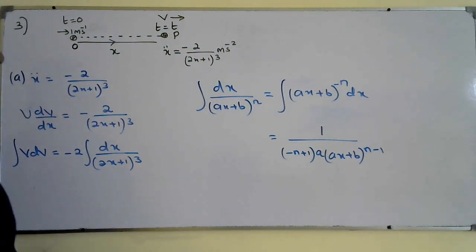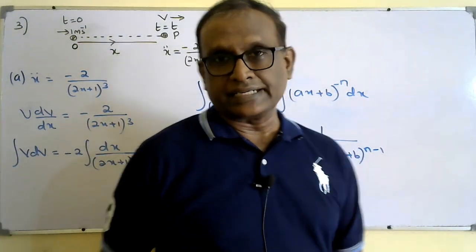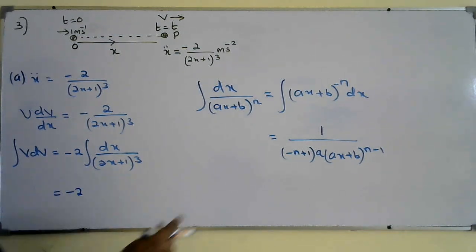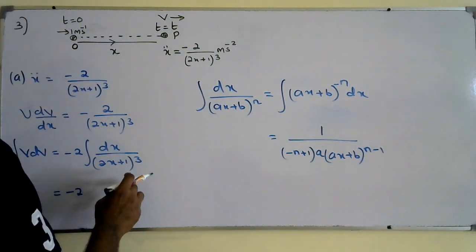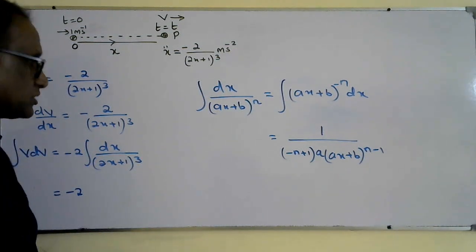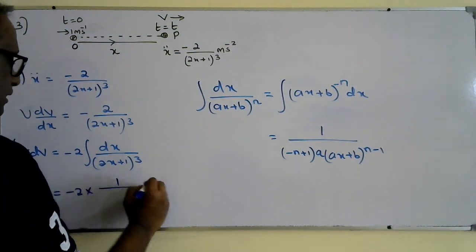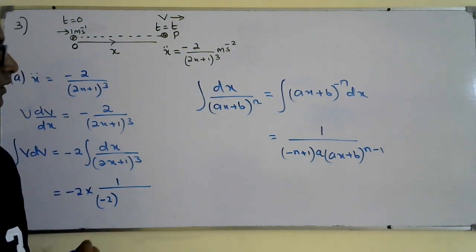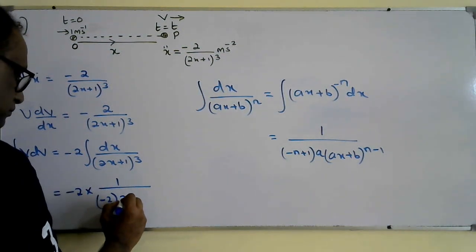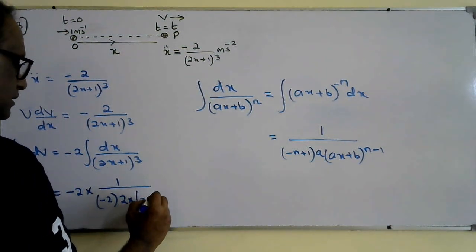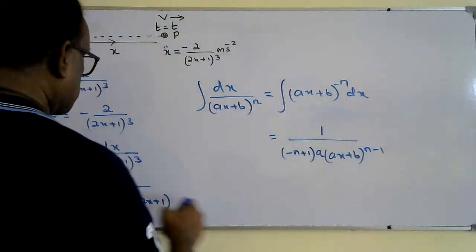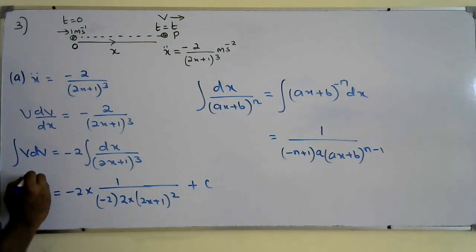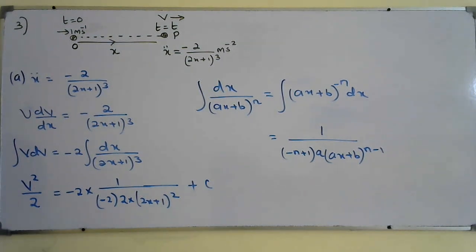So if I use this standard pattern of integration, it's going to be, this minus 2 will be there, and minus n plus 1 means minus 3 plus 1, that is minus 2. A means 2. So it becomes 1 over minus 2 times 2, times (2x plus 1) squared, plus c. So that's going to be v squared by 2. Check it.